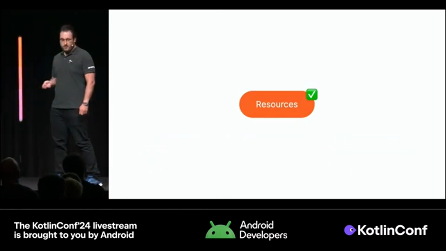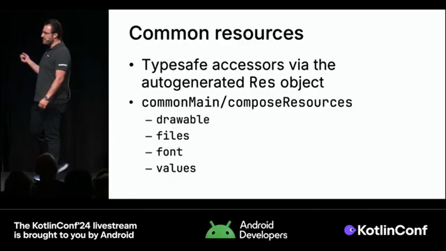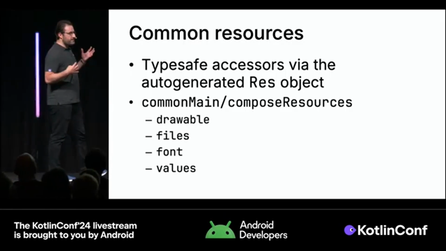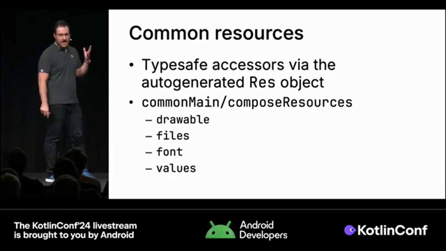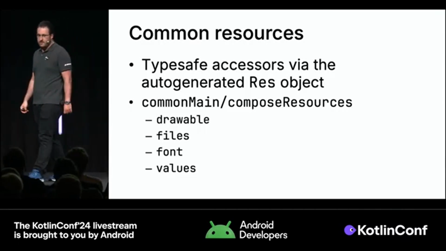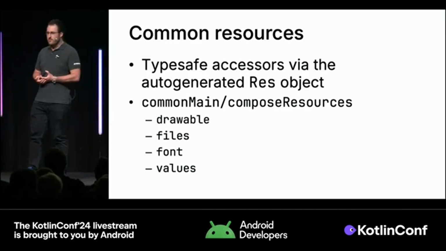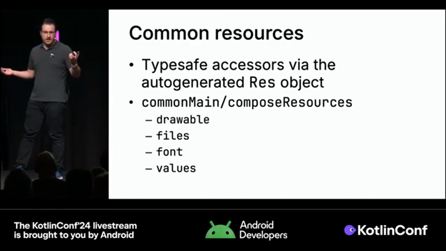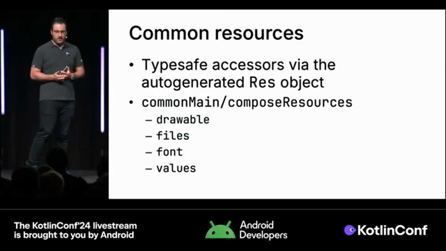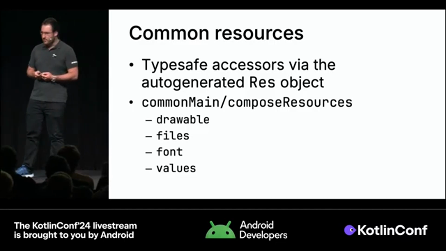We can first take a brief look here at resources. Essentially, what we're providing you here is something that, once again, you are most likely already familiar with. We're providing you type-safe accessors that you can just access using the Res object rather than the R class that you might be used to from Android. And then in your common main source set, you can just throw in a Compose resources directory and put your files in the appropriate subdirectory, like drawable, files, font, and values for strings.